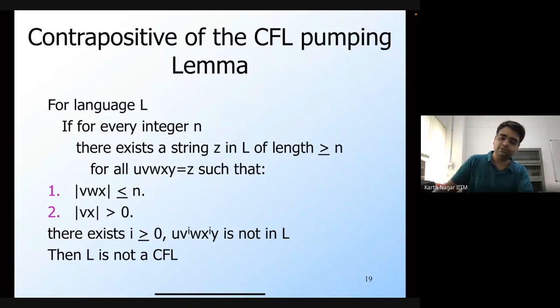So you take any arbitrary language L, and if for every integer n I can always find a string z in L whose length is greater than or equal to n, and no matter how I break down this string z into u, v, w, x, and y, following the constraints that the length of vwx is less than or equal to n, and the length of vx is greater than 0, I can always find an i greater than or equal to 0 such that if I pump v and x in tandem, u v^i w x^i y, then the resulting string is not in L. So if I can show this for every n, then the language L is not a CFL.